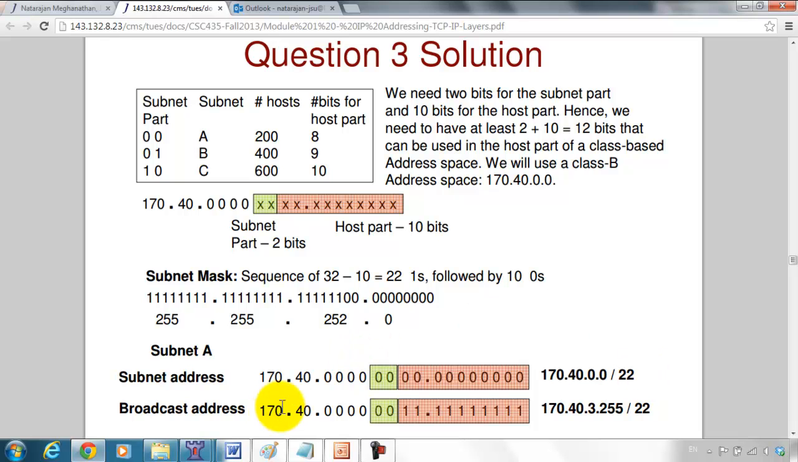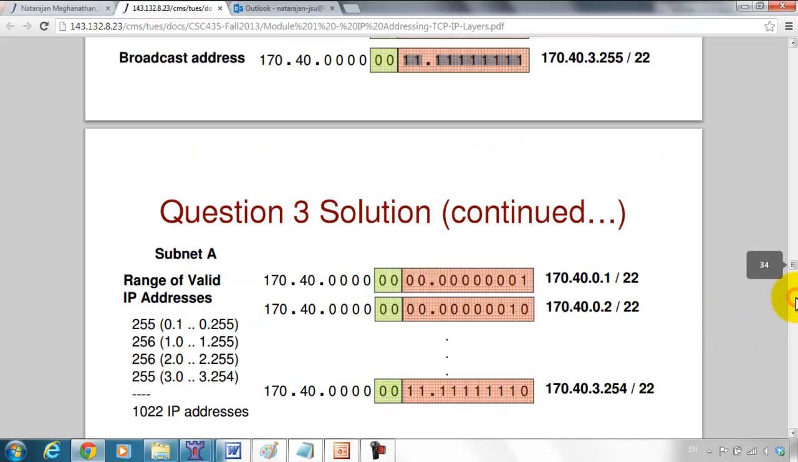Now for the broadcast IP address, we have all the bits in the host part. These bits should be ones here, right? So these are all ones, and then you have still these 2 bits for the subnet part, 0, 0. So it's 170.40.3.255. So again /22. Now everything in between, 170.40.0.1, something like this, okay, all the way, then 10 and so on, all the way to 9 ones followed by a 0, that is for the valid range of IP addresses.